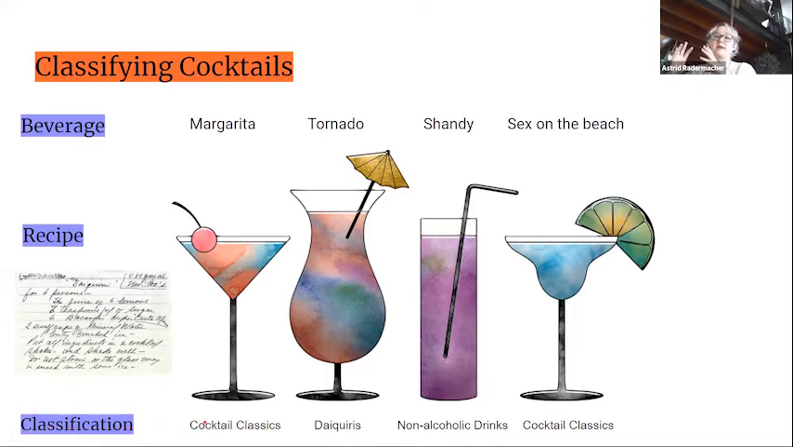So some of these are cocktail classics. So margarita obviously is a classic cocktail. Some would be classed as daiquiris, others as non-alcoholic drinks. And again, I just replicated this Sex on the Beach as a cocktail classic just to indicate that, obviously, some categories will have more representation than others.